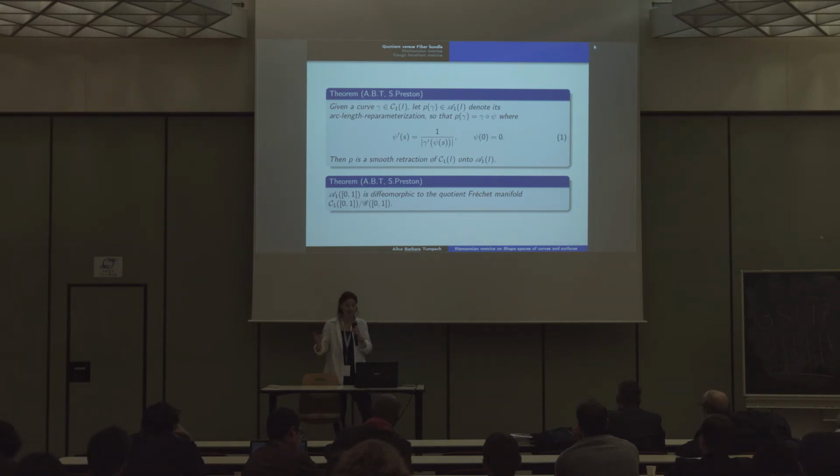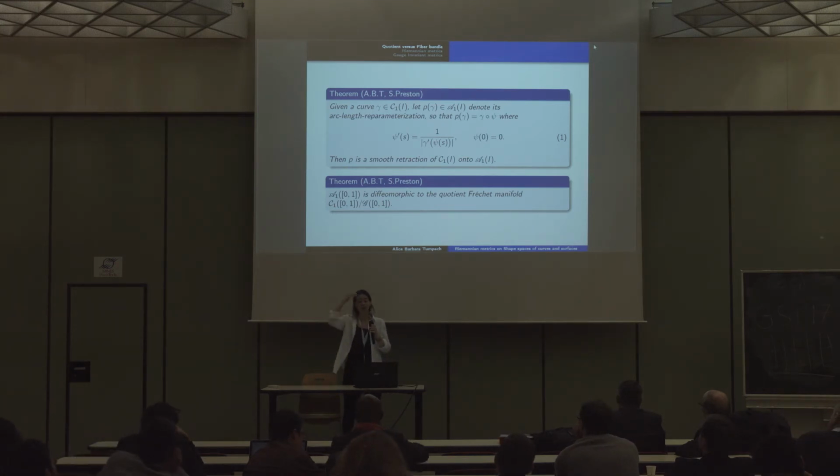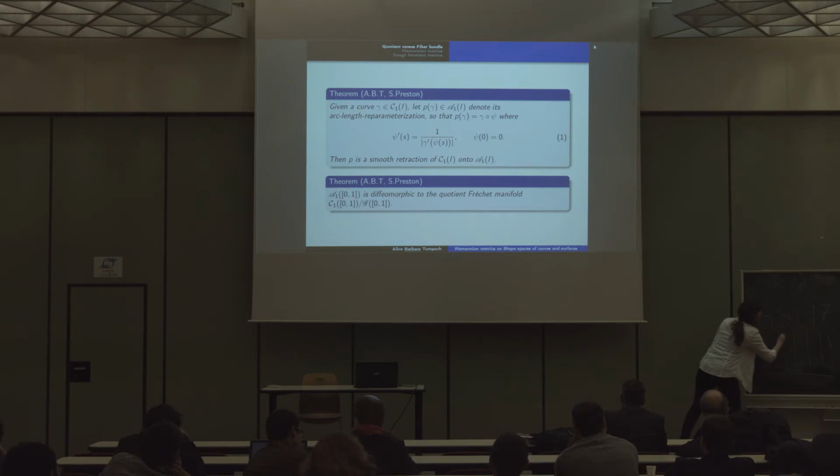reparametrize it by arc length, this operation gives you a map from the fiber bundle onto the section of arc length parametrized curves. So this is really like a projection from the fibers onto the section. So I should write it like this. In some sense, you contract all the fibers onto your section. And this is a smooth retraction, in fact.